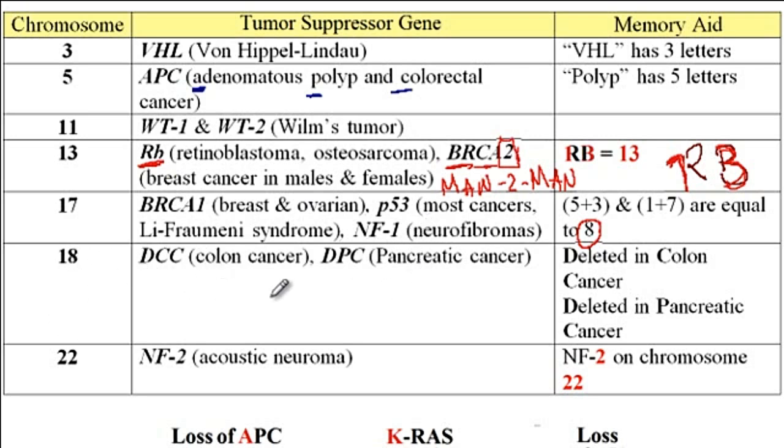Then we have the DCC as well as the DPC tumor suppressor genes that are located on chromosome 18, and it's really easy to remember what type of cancers are associated with these genes. All you have to know is what they stand for. DCC stands for deleted in colon cancer, so colon cancer is associated with DCC, while DPC stands for deleted in pancreatic cancer, so DPC is associated with pancreatic cancer. And then the final tumor suppressor gene is NF2, which can cause acoustic neuroma. And the way I memorize it is that since it has the number 2, it's located on chromosome 22.